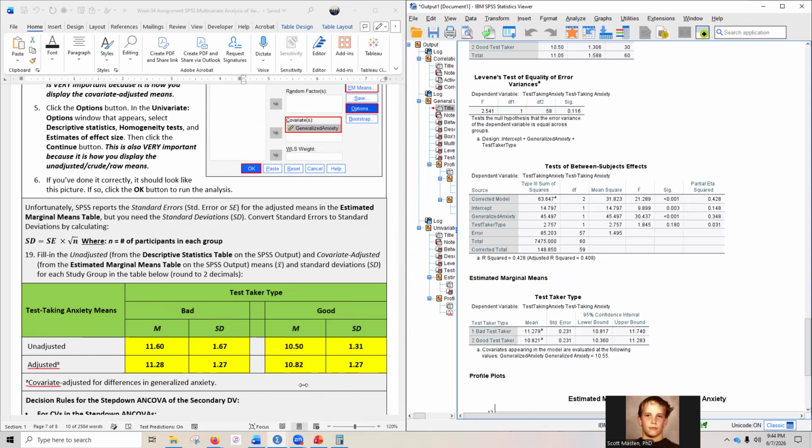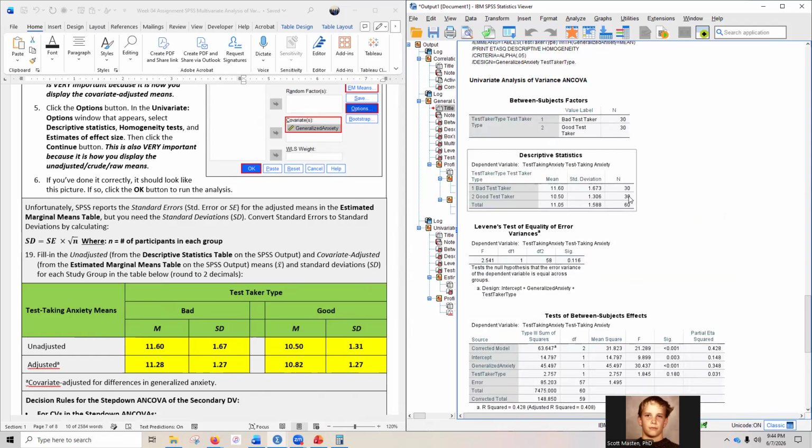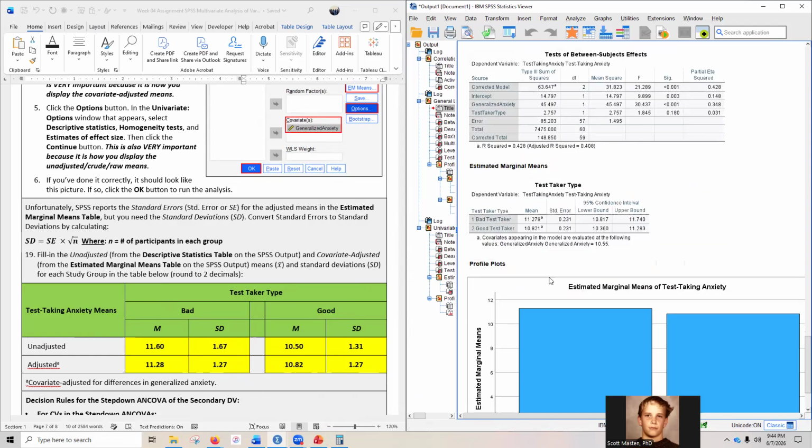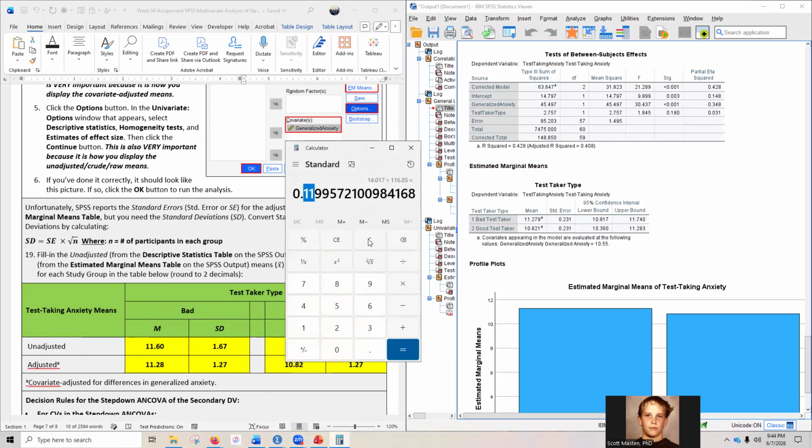Now, to get the standard deviations, it's a little tricky. SPSS gives you the standard errors. We need standard deviations for APA format. And in order to get that, you've got to do this little formula. Standard deviation is equal to the standard error times the square root of n. So it's not too bad. The n's in this case for each group were 30 and 30. So we need the square root of 30, and we're going to multiply it by the standard error. Note that it's the same standard error for both groups, so this is going to be one calculation to get the standard deviation for both groups.